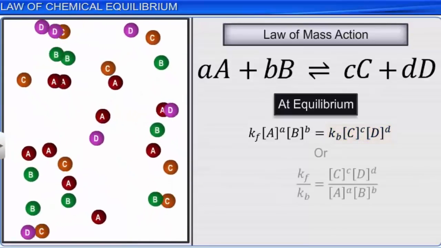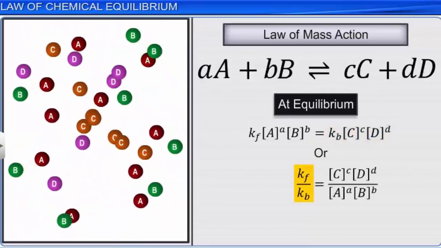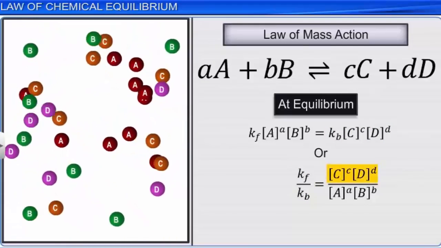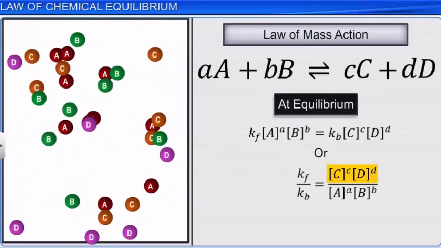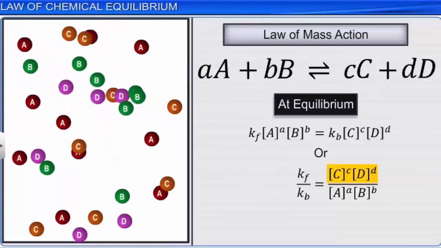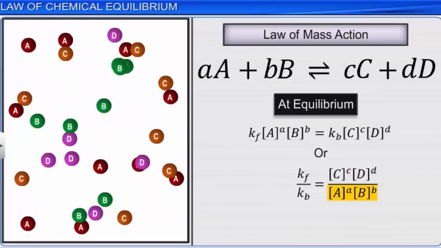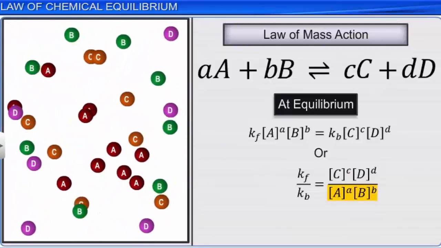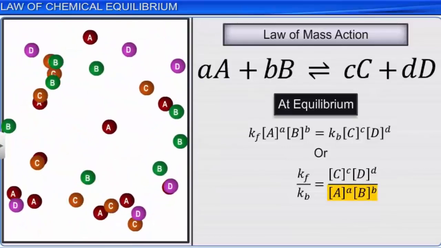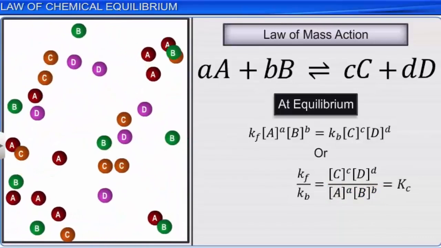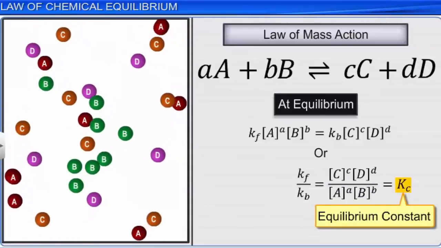This can be written as Kf divided by Kb is equal to the product of the concentrations of the products, [C] raised to the power of c and [D] raised to the power of d, divided by the product of the concentrations of the reactants, [A] raised to the power of a and [B] raised to the power of b. This is equal to the equilibrium constant Kc.